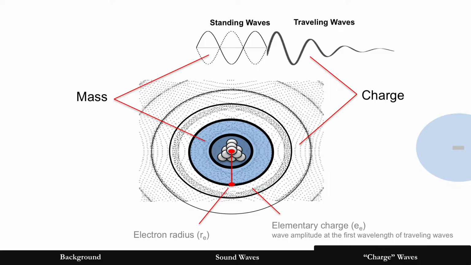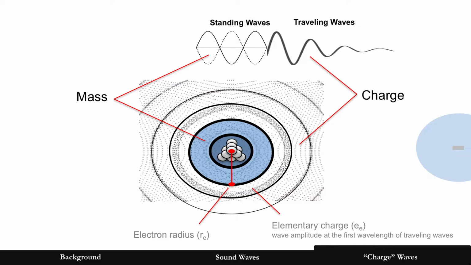And maybe this is what it might look like. Mass would be standing waves. Charge would be traveling waves. And to really understand this, a particle, like the electron, has a radius, and that's the transition point, much like how you saw with the guitar, where it eventually transitions to traveling waves. And at that first wavelength, now imagine the elementary charge, which we just talked about, charge in units of distance. Imagine it being the wave amplitude at that first wavelength beyond the electron's radius.